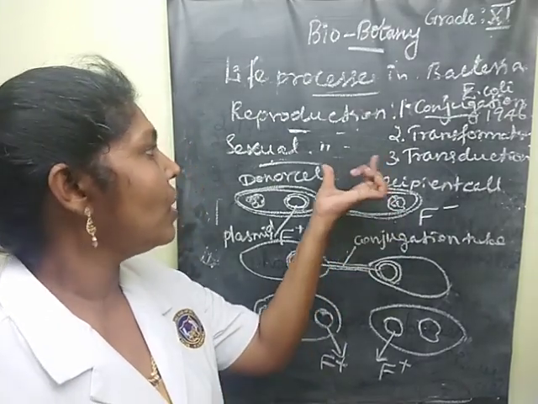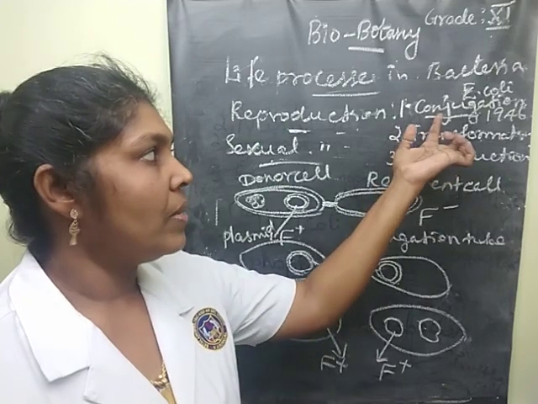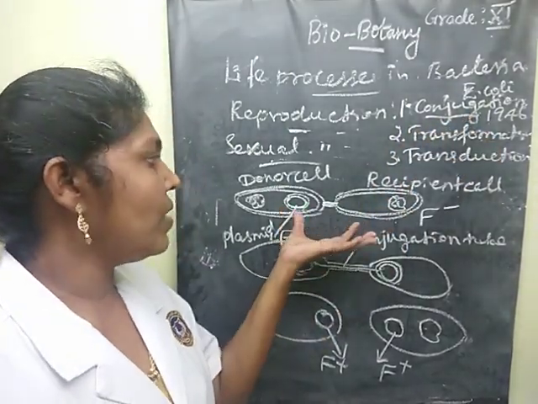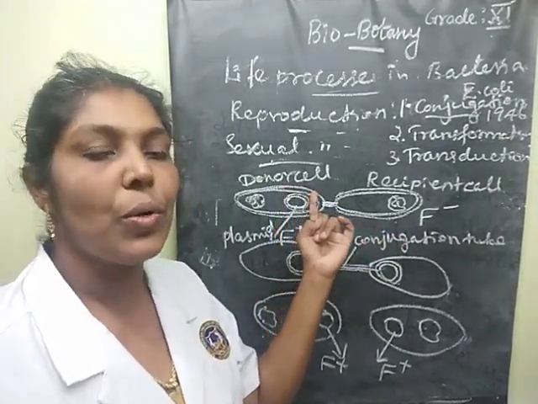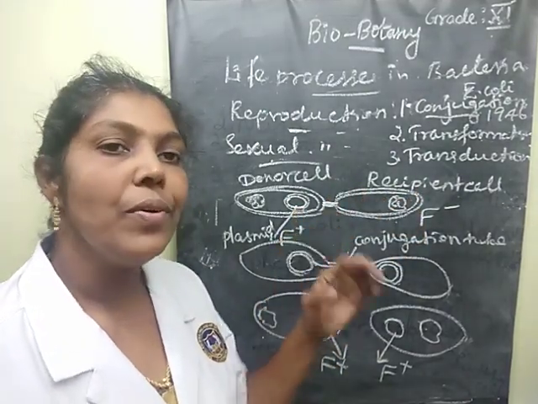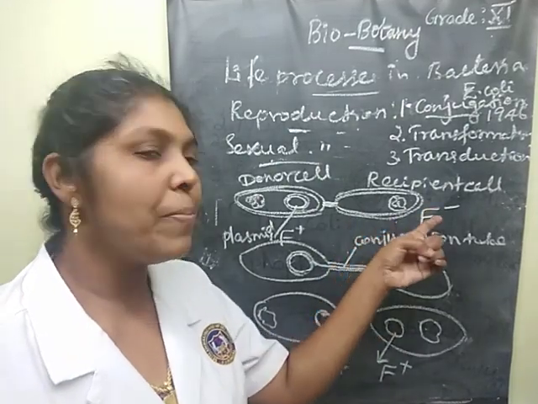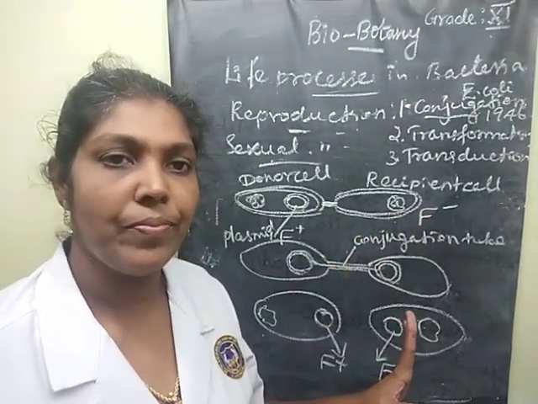The first one, all of you listen now. Sexual reproduction in bacteria. The first method is the conjugation method. In conjugation, first we select two bacterial cells of the same species. One is the donor cell and the other is the recipient cell. The donor cell has the fertility factor, the F plasmid. The recipient cell is without the fertility factor.